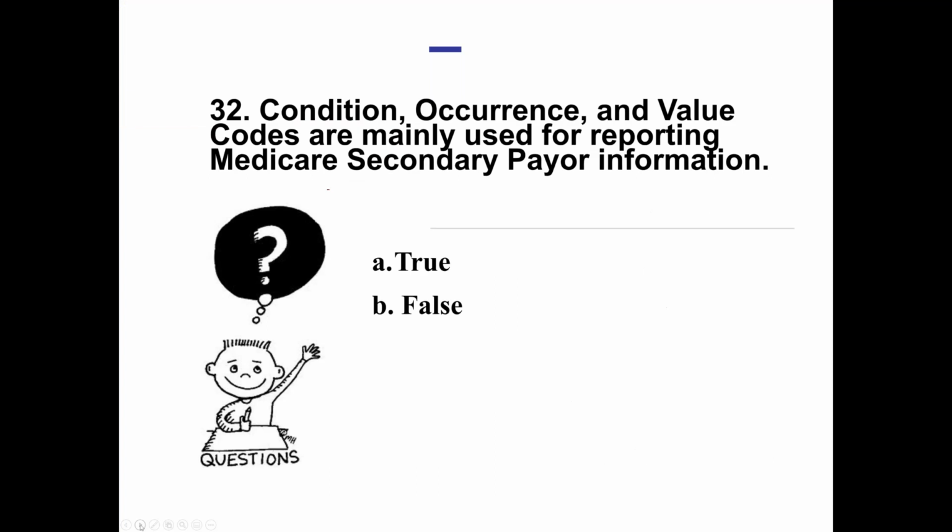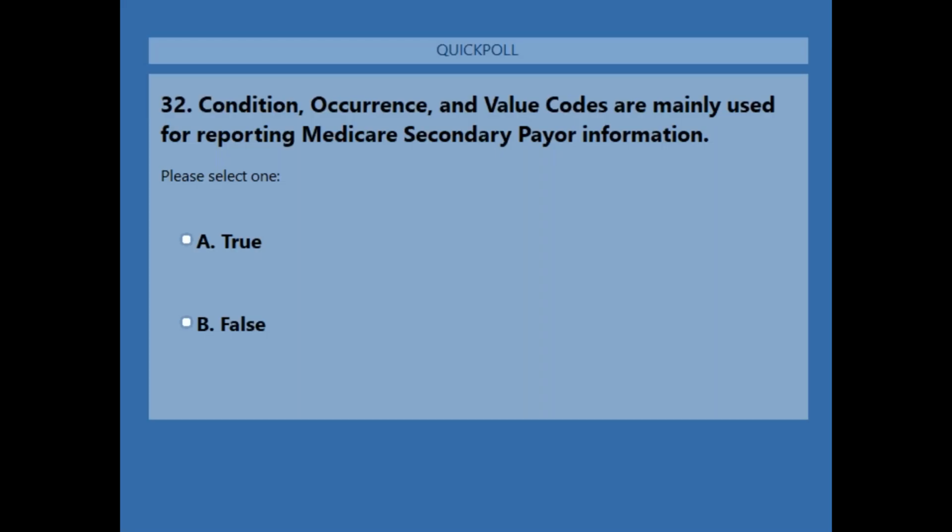And then you should all know this one by now, because we talked about this enough. Condition, occurrence, and value codes are mainly used for reporting of Medicare secondary payer information. So let's cross our fingers and hope that we were still around for this one. And give you just a few more. We're up at 40%. Let's try to get a little bit over 50%.